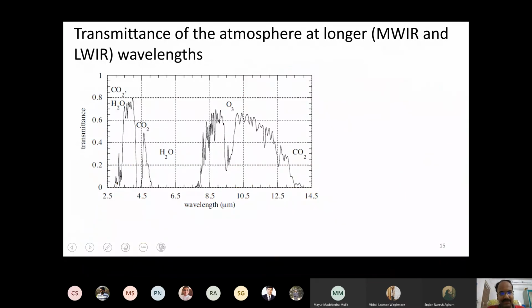This is just to give you the atmospheric transmittance. Here again, you can see the atmosphere is pretty clear between these wavelengths. But the transmittance is quite low, less than say 0.7. So whatever the Earth surface is emitting may not reach the sensor completely; only a fraction of it reaches.